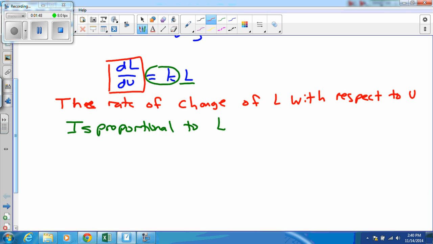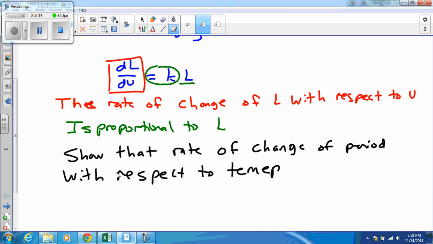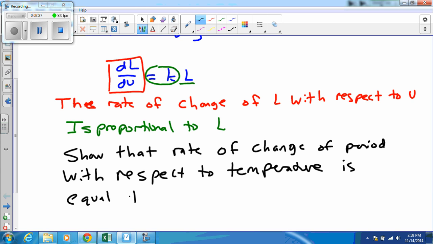And now they ask us to show that the rate of change of the period with respect to temperature, we're supposed to show that this rate of change of the period with respect to temperature is equal to k times period over 2.